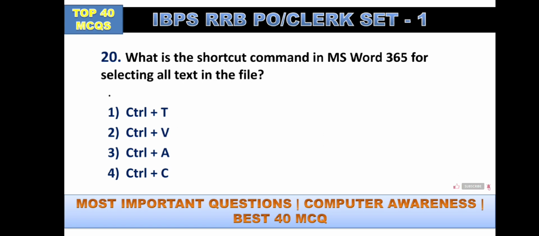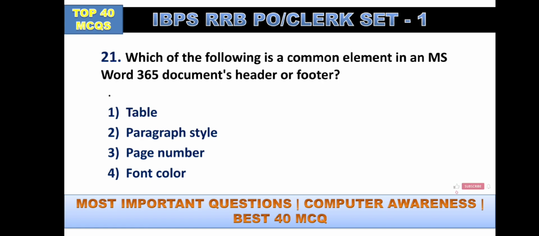Which shortcut command in MS Word 365 is for selecting all text in the file? See, for selecting all text we use Ctrl plus A. Ctrl plus A. Which of the following is the common element in MS Word 365 document header and footer? So here the common element is page number.